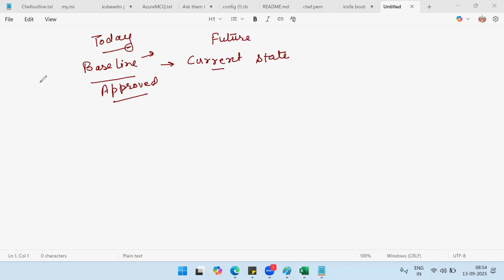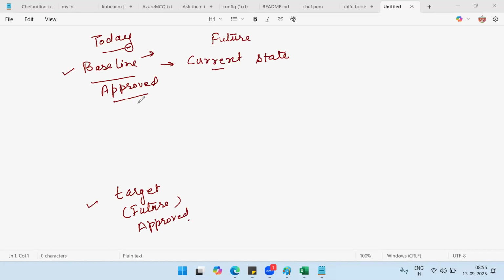Okay. So in the same way, there are many transitional states. It could be one or more than one between the baseline and the target architecture. So what is target architecture? Target architecture is your future. There is one target architecture. So this is your future. Ultimately, what you need to do is whatever you are having today and what will be in the future, which will be approved by someone.